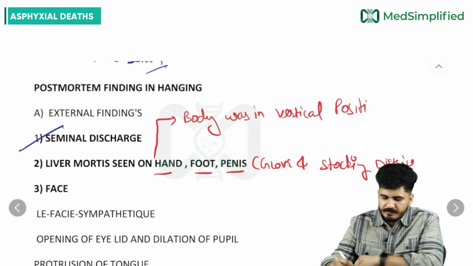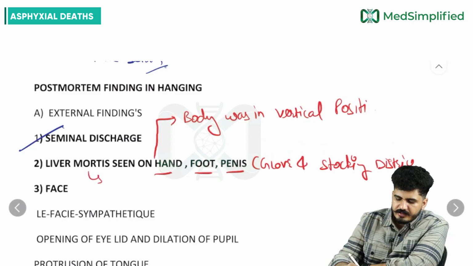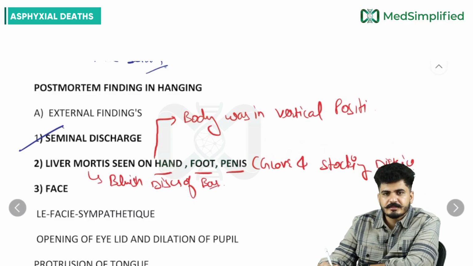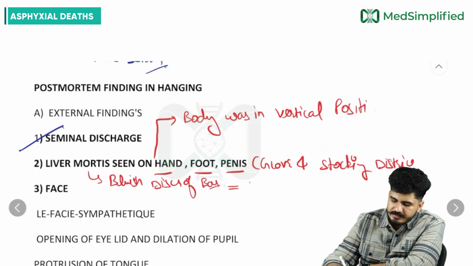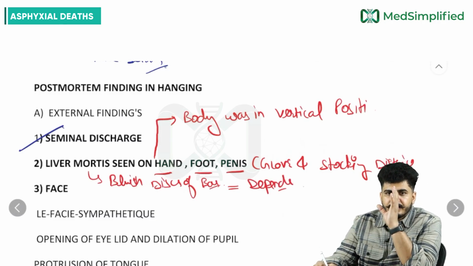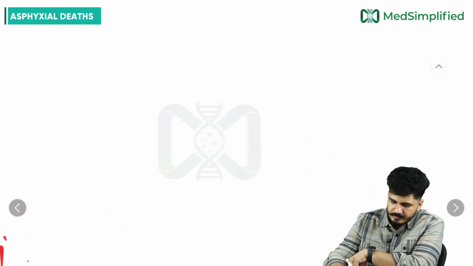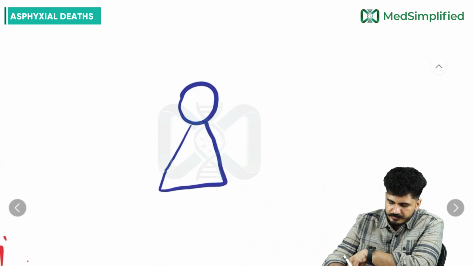And what is livor mortis? It is hypostasis. It is a bluish discoloration of the body parts, and that too of the dependent parts. And if I draw right here for all of you, if a hanging case is there, the body was in vertical position.